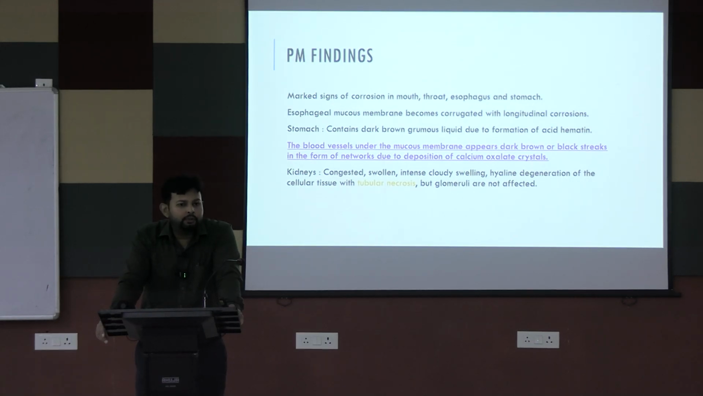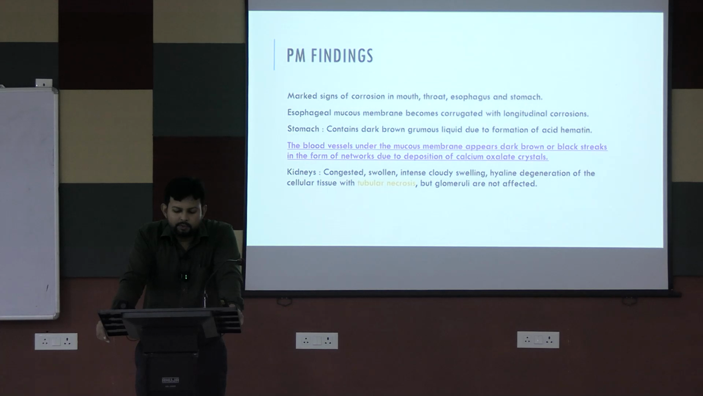This is very important. The examiner will ask you till he gets this line out of you, and if you fail to provide it, then it will be tough for you, okay? So that is calcium oxalate, which gets deposited. When it deposits in the blood vessels under the stomach's mucous membrane, there will be black streaks, which here says dark brown or black streaks in the form of network, due to deposition of calcium oxalate crystals. The stomach finding is fine, and the rest is almost similar with other corrosives, okay?